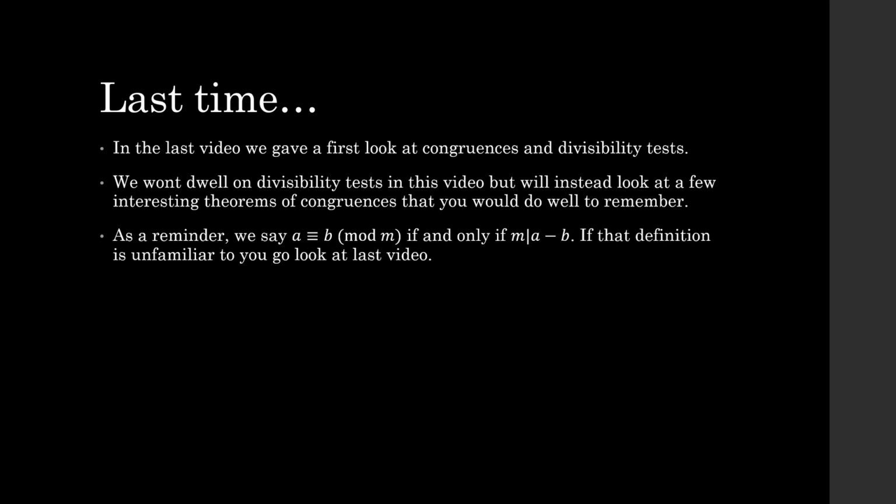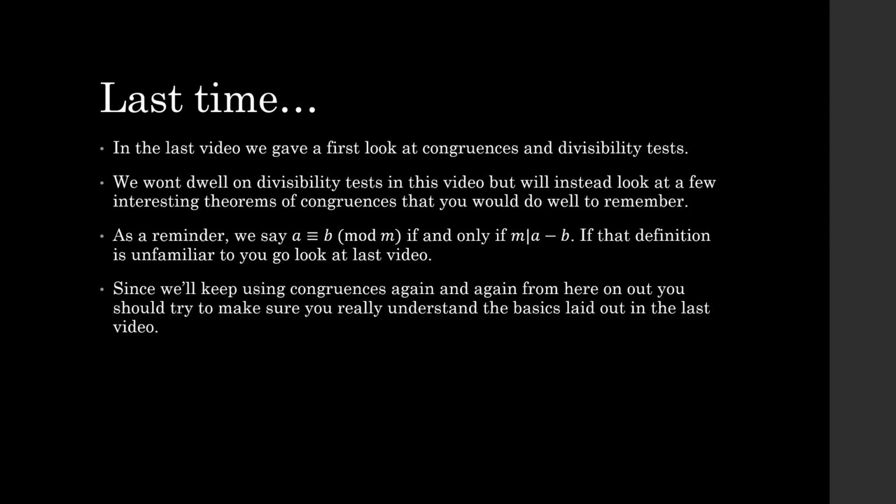So as a reminder, if you haven't watched the last video, even though you should before this one, we say that A is congruent to B mod M if and only if M divides A minus B. So M divides the difference of A and B. And if that definition is unfamiliar to you, you should go look at the last video. And remember as well that congruences can also be thought of as A and B leaving the same remainder when they're divided by M. Since we'll keep using congruences again and again, you really should make sure you understand the basics from the last video before you keep going. So with that, let's actually prove some theorems.